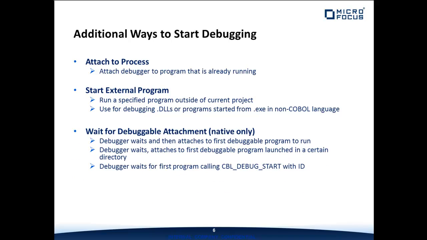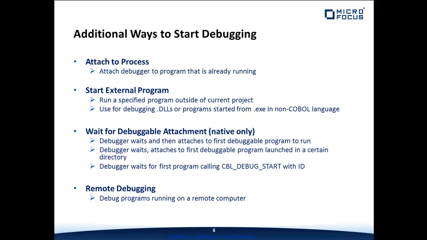Wait for debuggable attachment. In this case, the debugger will wait and attach to the first debuggable program that starts. You can further control this by specifying a directory from which the debugged program will be run. Another way to control this feature is to configure the debugger to look for a certain ID. This will respond only to a program that invokes COBOL debug start while specifying the matching ID. Finally, you can perform remote debugging against programs that are running on a remote computer.